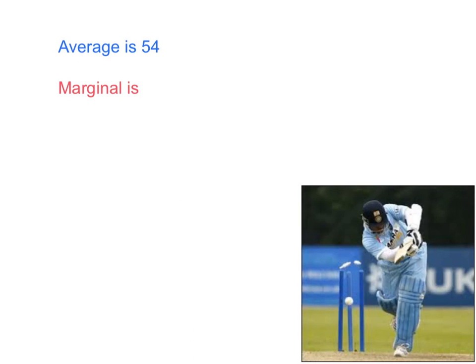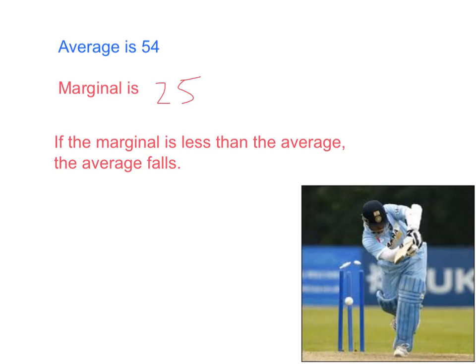First, let's consider the case where Tendulkar, in his next innings, scores less than his average. So clearly he's playing the Australians, and he gets bowled out for, let's say, 25 runs. A pretty good score against the Australians. But you'll notice that his marginal is less than his average. So what happens to his average? Well, if he's averaging 54 but he only scores 25 in his next innings, that's going to start pulling his average down. If the marginal is less than the average, the average is going to be falling.